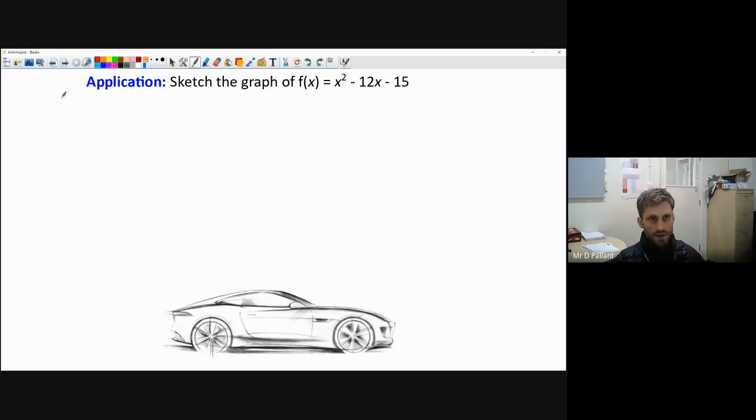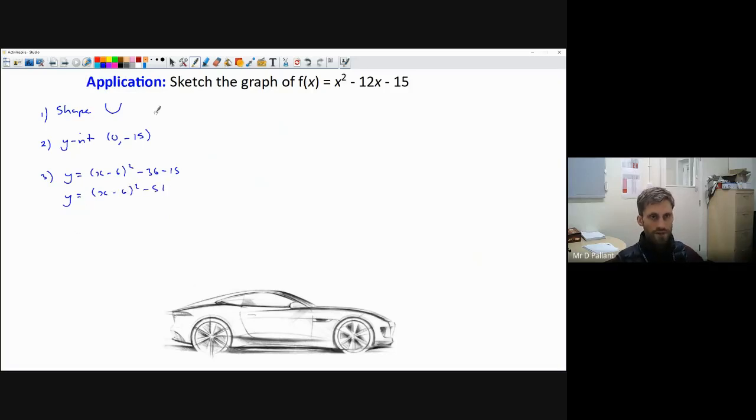So let's consider those steps again. So number one, the shape. Well, it's a quadratic still, so the shape is a U shape. Number two, the y-intercept. When x is 0, y is minus 15 in this case. Number three, I'm going to complete the square. Minus 36 minus 15. So that makes minus 51.